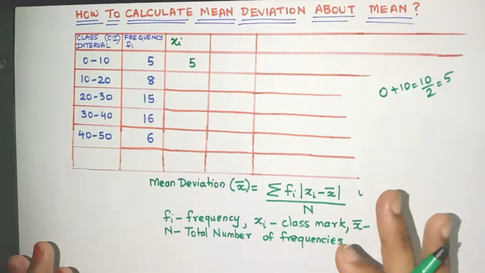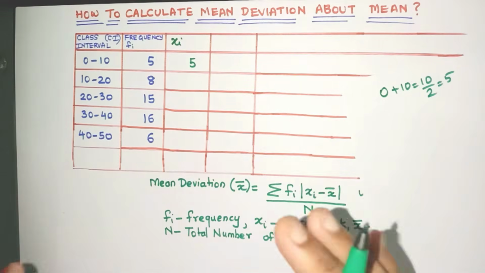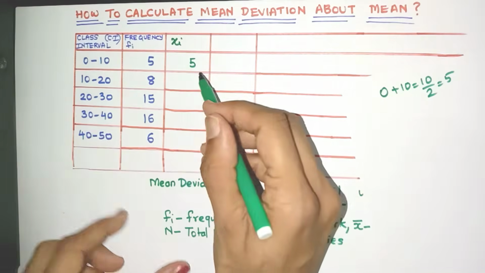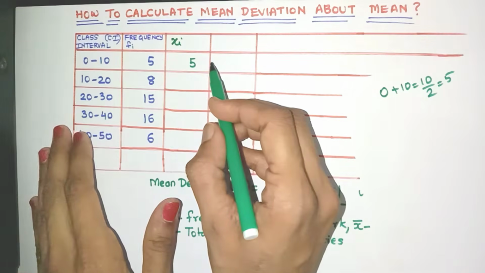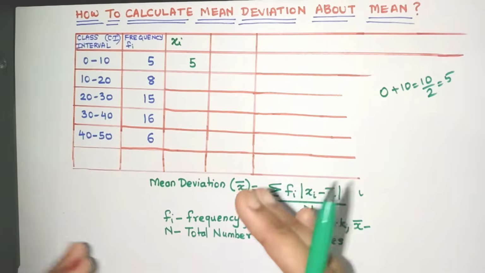So what is the first xi value? 5. It's very simple friends, and in this way you can find out all the xi values, but there is an even easier method. Once you find the first xi value using this method, just add to it the class size and you will automatically get the next xi value.